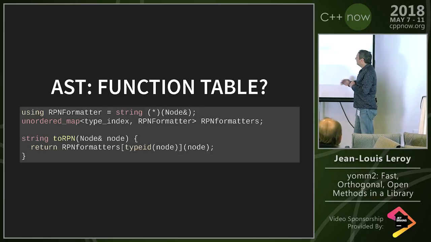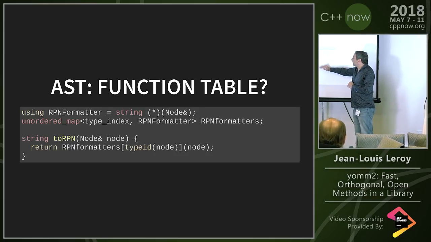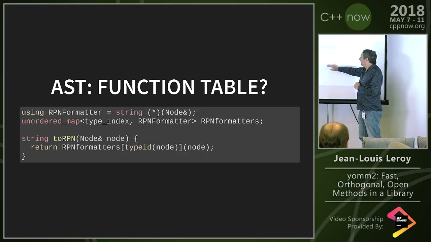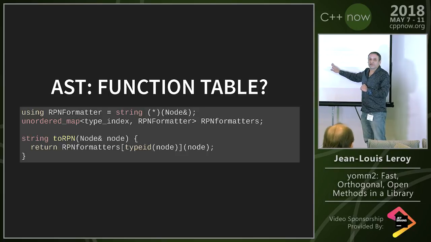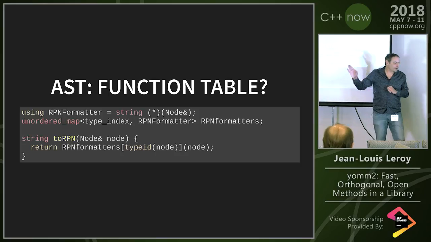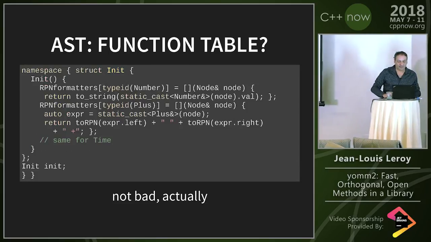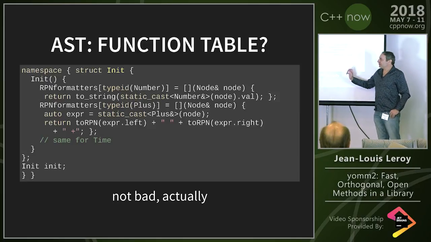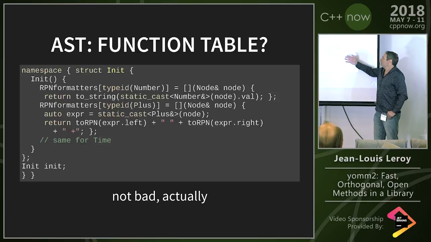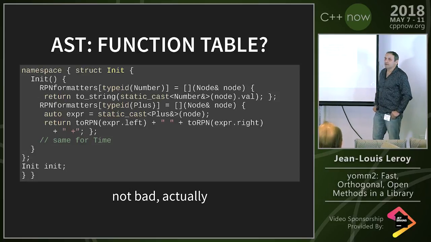And this is how I implement my two RPN function. I access the map, I fetch the type ID of the node. This is going to return me the dynamic type ID, so maybe plus. And I fetch the write function, I call it. And at some point, I need to populate that map. And I can do it, for example, with a static constructor, right?